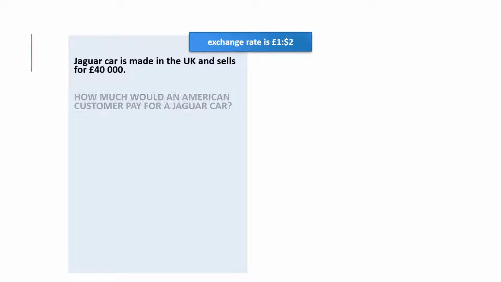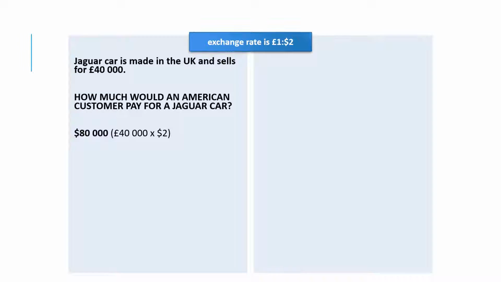Let's have a look at a worked example. Let's imagine the exchange rate is £1 to $2. And in the UK, Jaguar are making cars, and the price of a Jaguar car is £40,000. If you were an American, how much would you pay for a Jaguar car in dollars? That's right, $80,000 would be how much you would need to pay for a car from the UK.